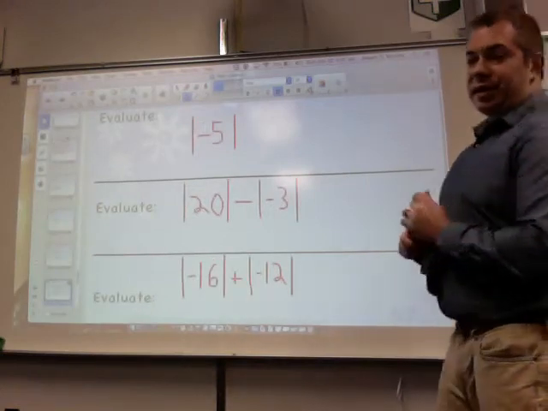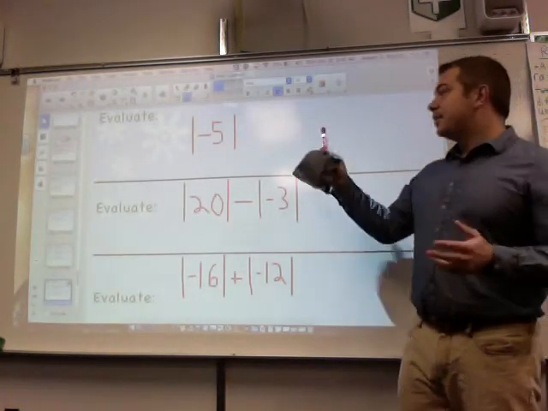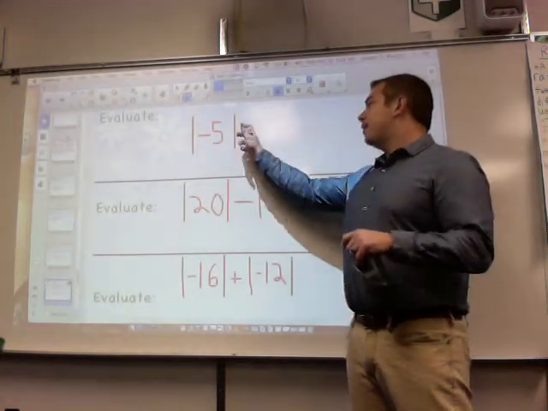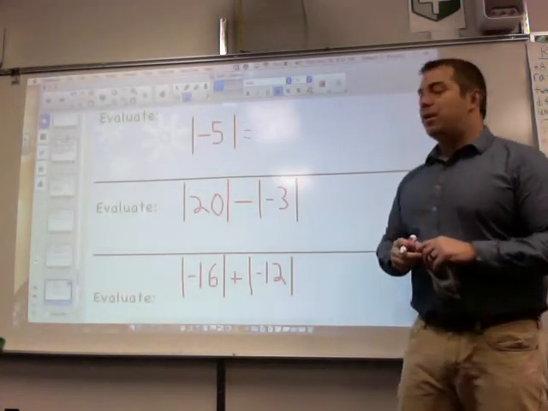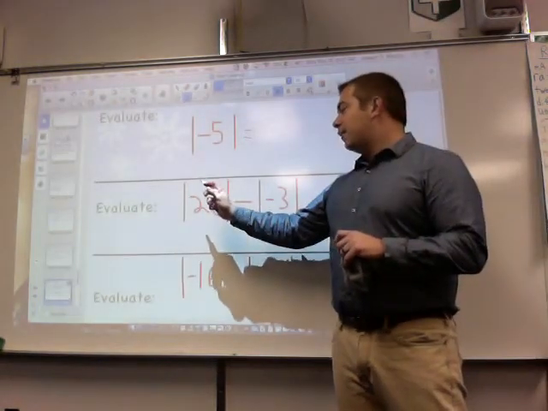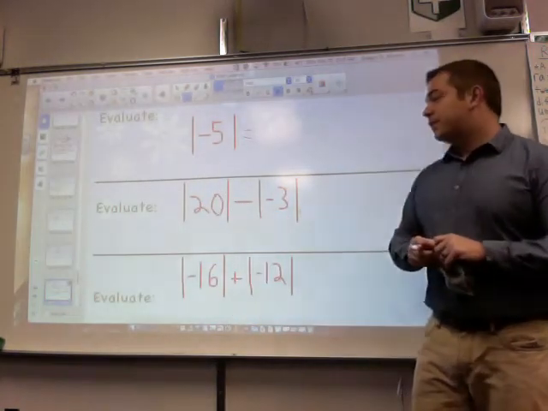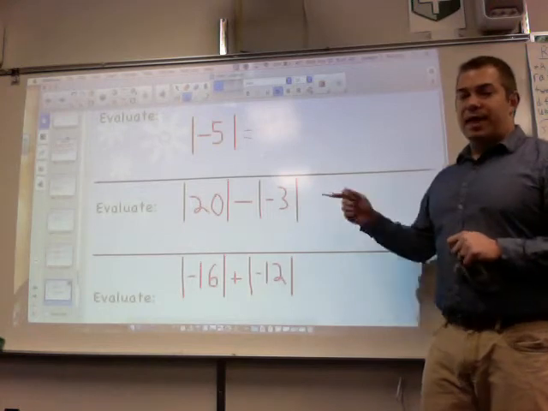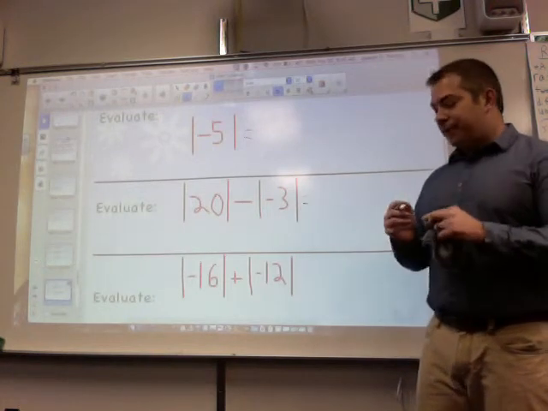All right, now it's your turn at home to have a little bit of fun, and here are your 3 problems. Evaluate the absolute value of negative 5. Write that down for number 1. Then evaluate the absolute value of 20 minus the absolute value of negative 3. Go ahead and solve that for your number 2.